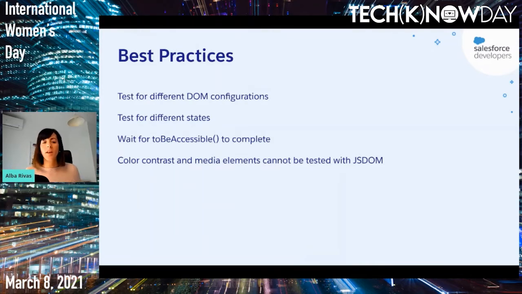That's important. Remember to wait for toBeAccessible to execute, because if you don't wait for it, your test will pass basically, and that doesn't mean that you are following accessibility best practices, but that you implemented the test badly. And remember as well that there are some issues that cannot be detected with JSDOM. So for those issues, it's recommended to also write integration tests with WebdriverIO.